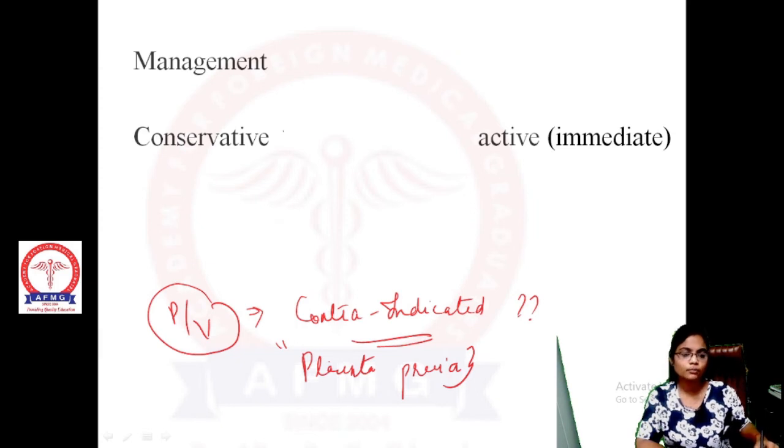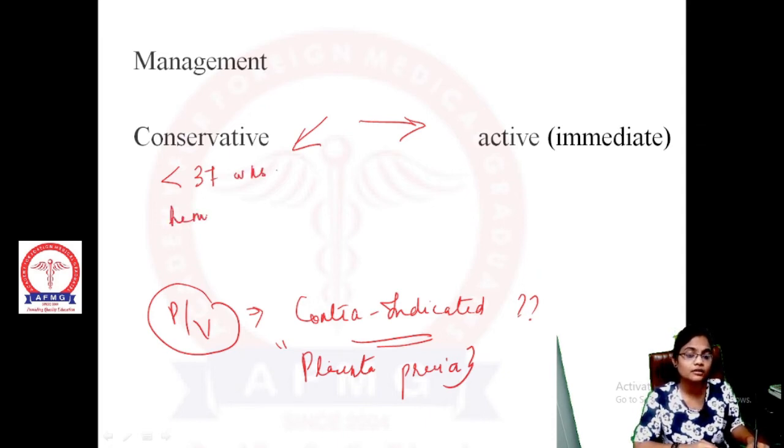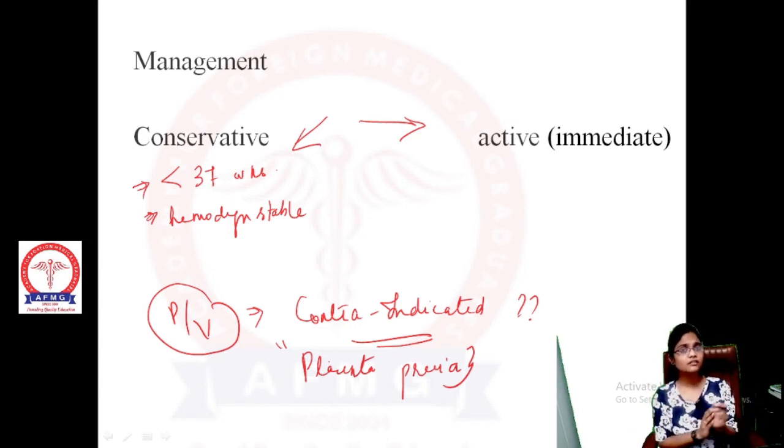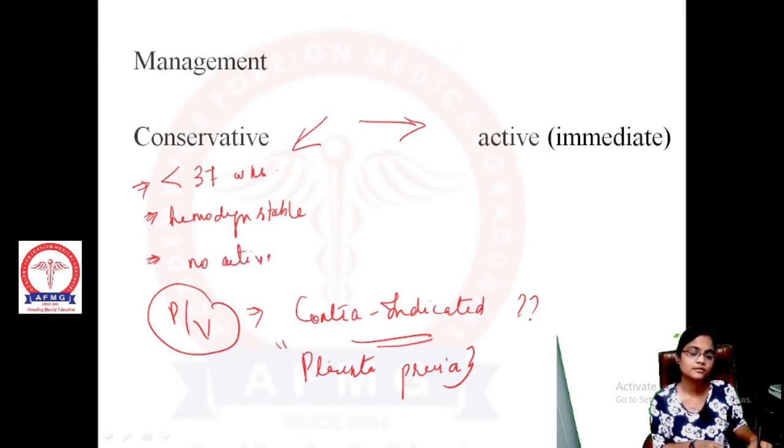Now, what is the management? You can manage by both the conservative way and the active way, depending upon the patient's stability. For example, if the patient is less than 37 weeks, or hemodynamically stable, perfectly conscious and stable clinically, and we can admit and monitor her, it is easy to do conservative management, and there is no active bleeding.